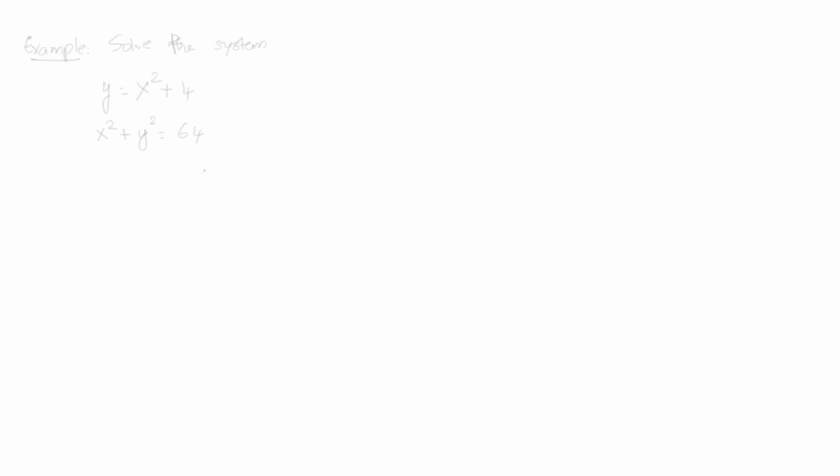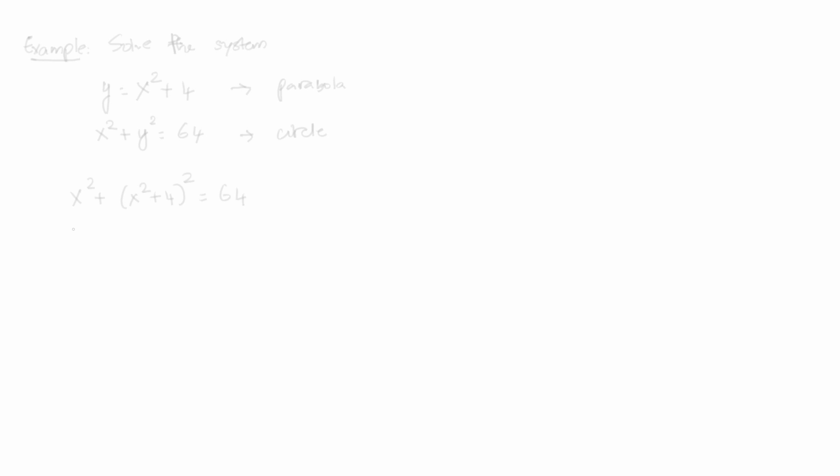So here we have a parabola and a circle. So you take the simpler one and plug it in. So let's take y, which is x squared plus 4, and plug it in the second equation. So I will get (x squared plus 4) squared equals 64.